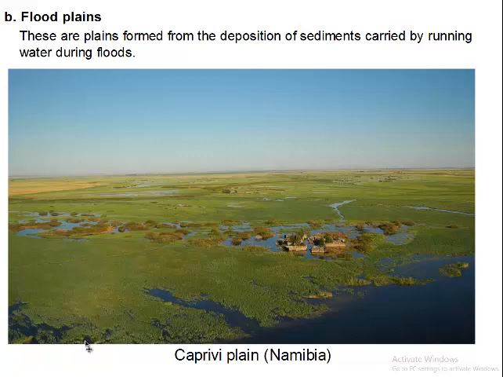So during floods, the sediments that are carried by running water, when those sediments are deposited and form a lowland or an extensive plain, they are known as flood plains. An example of a flood plain is what you see here, the Caprivi Plain in Namibia, Africa.